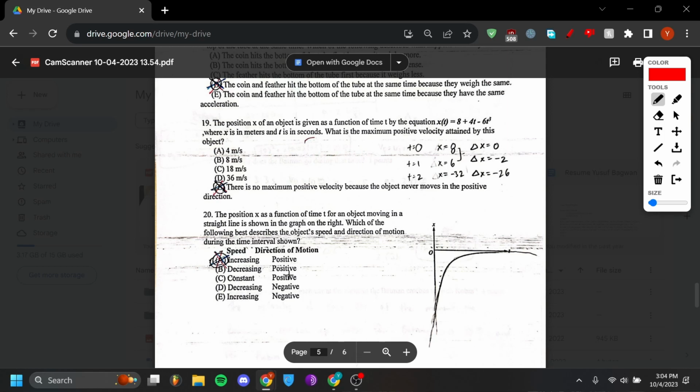Here, again, this is a dumb mistake. I don't know why I picked this. I honestly don't know. I thought that this was increasing because of this, but it's actually not increasing. It's increasing up to here, and then it's decreasing, actually. Alright, so it's not increasing. It's actually decreasing, and it's in the positive. It's moving into the positive direction.